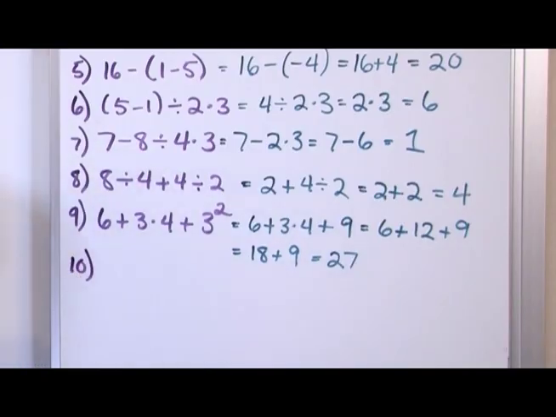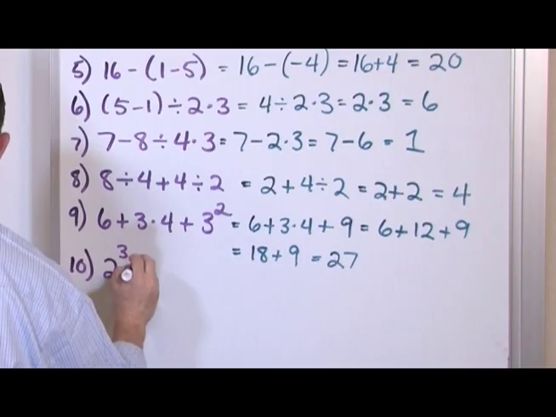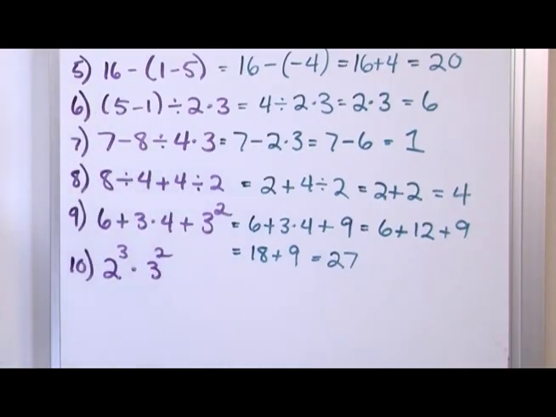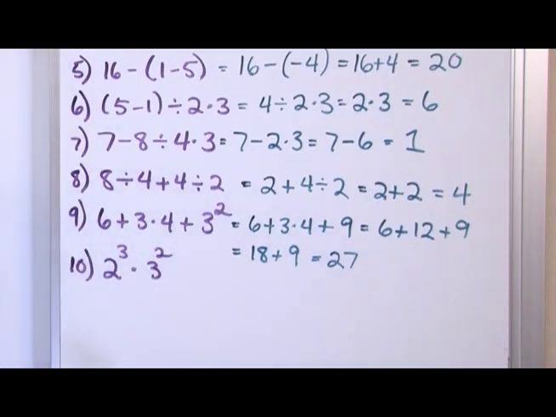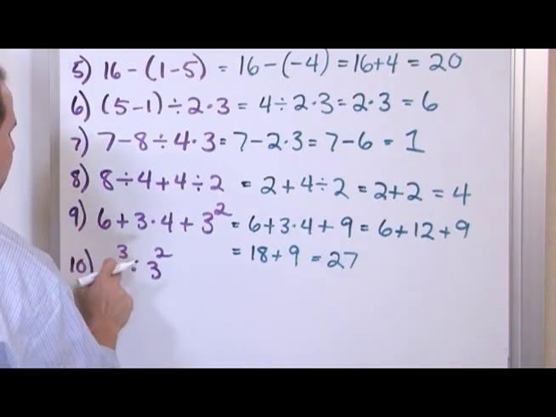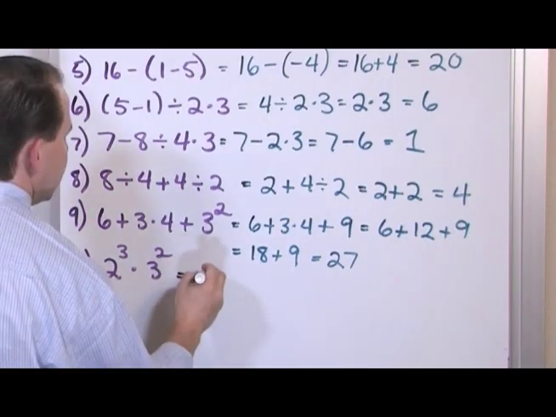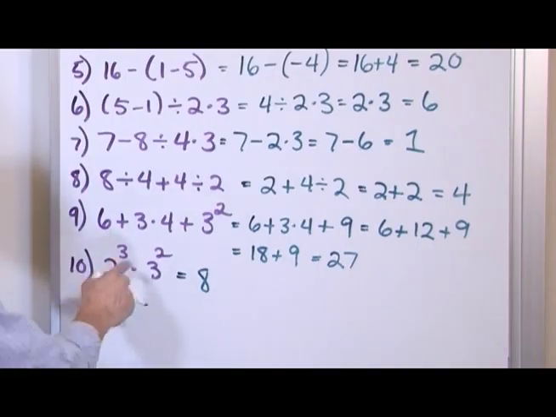Number 10. Let's say 2 cubed times 3 squared. How do you handle that? Well, we have a multiplication going on, but we have exponents. Exponents come first, so we evaluate the exponents. 2 cubed. Does anybody know what 2 cubed is? 2 cubed is 2 times 2 times 2, and if you think about that hard enough, that's going to be equal to 8. Because 2 times 2 is 4, and then times 2 again, 4 times 2 is 8. So 2 cubed is 8.